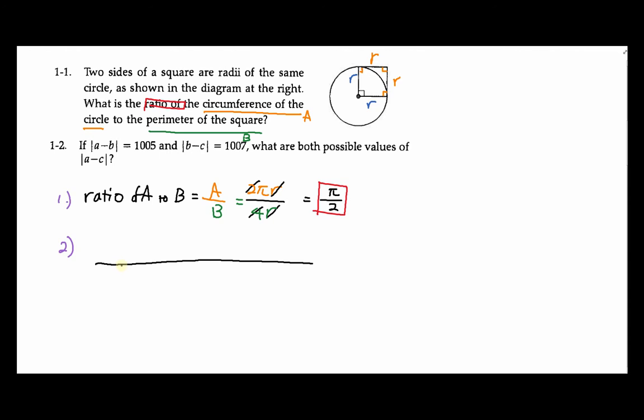I have point A, say here, and then I have point B. Say I have 1005 units between them. And then between B and C, there are two ways we can approach, one of which is to put C far away, and that distance happens to be 1007.